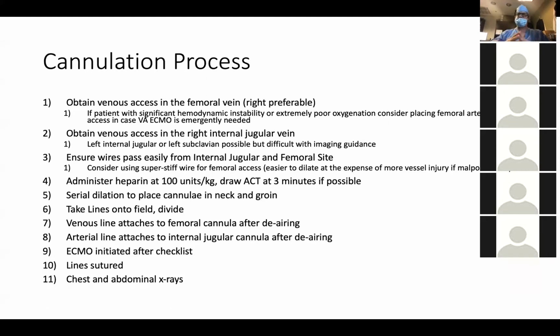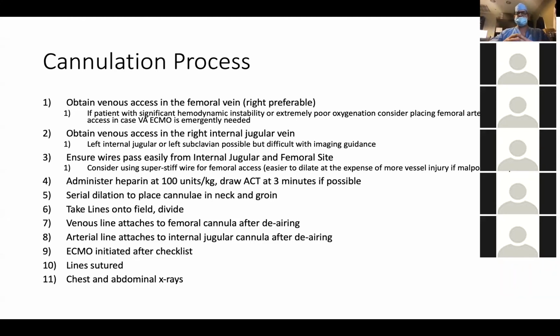You're going to draw an ACT at 3 minutes if possible to ensure adequate heparinization, with a goal ACT of around 200 to 250. You then serially dilate, Seldinger technique, to place cannulae in the neck and groin. You're going to take the lines into the field, divide the lines, attach the femoral cannula, attach the IJ cannula. You can attach them in either order or in parallel.